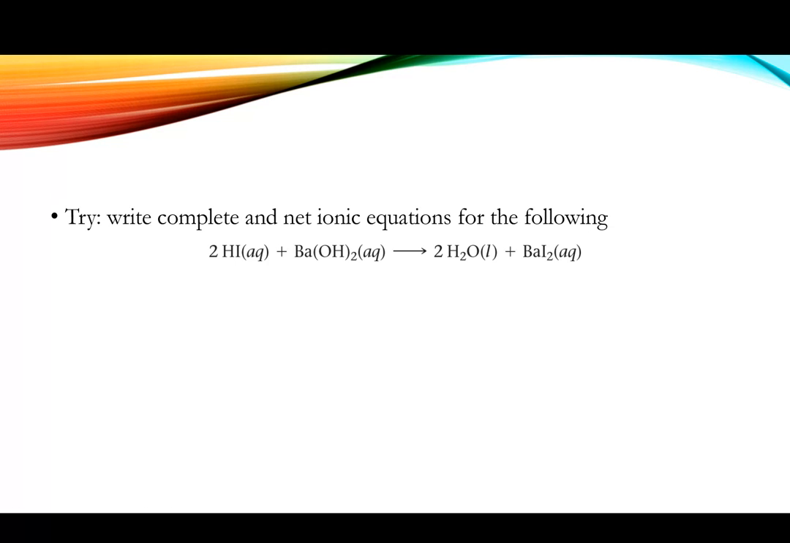So again, I'm going to write a complete and net ionic equation. I have 2 hydrogen ions plus 2 iodide ions plus a barium ion plus 2 hydroxide ions. I'm not going to split up the water. The water is liquid. Liquid is different from aqueous. So those H2Os are together as H2O. They are not separated into ions.